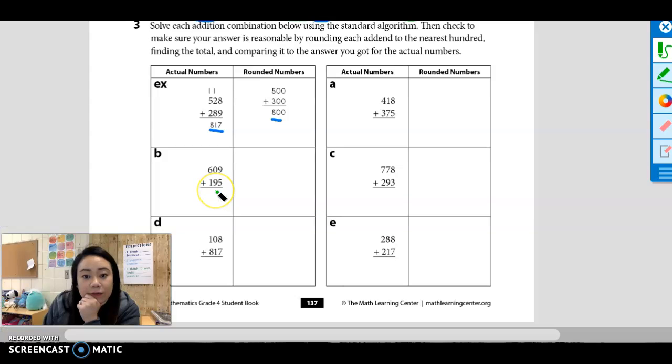I would recommend rounding to the nearest 100 because that's what it says. So for anything that you round to the nearest 100, you got to have 2 zeros behind it. So notice there's 2 zeros.